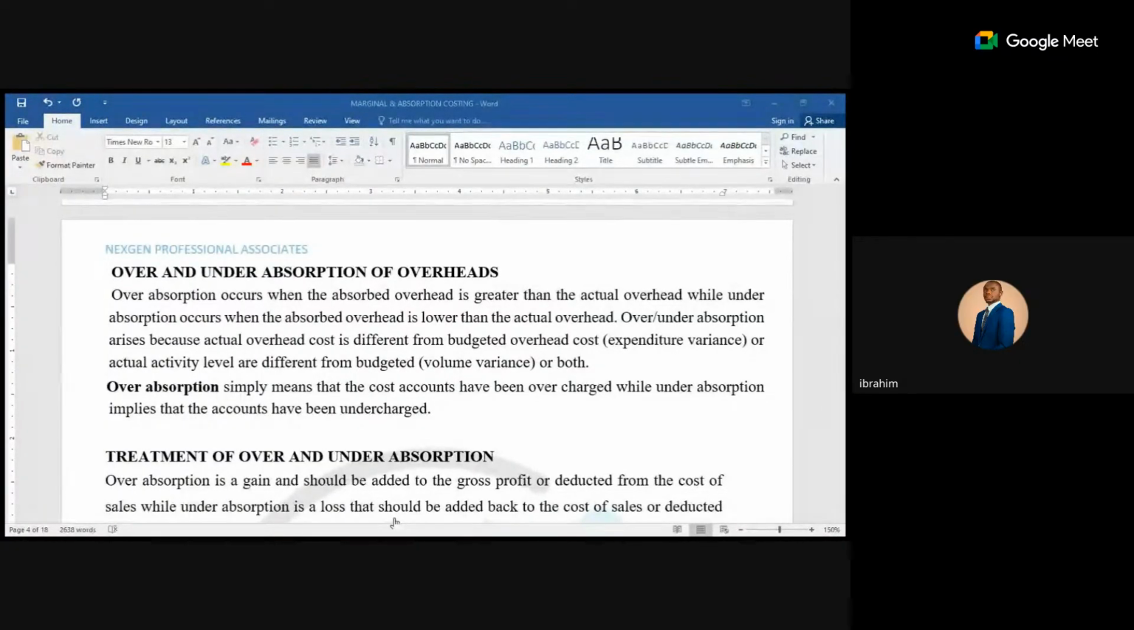One person will say it is over, the other person will say it is under. Now, listen, please pay attention. Over-absorption occurs when the absorbed overhead is greater than the actual overhead.